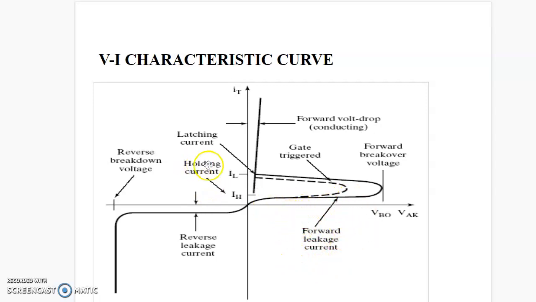So then what is the holding current? Whenever the SCR is turned on, and if we want to turn off the SCR, if the current is brought below the holding current, then the SCR will be turned off. So the minimum anode current below which the SCR will turn off is known as the holding current. Okay, so I hope you understood what is latching current and what is holding current.